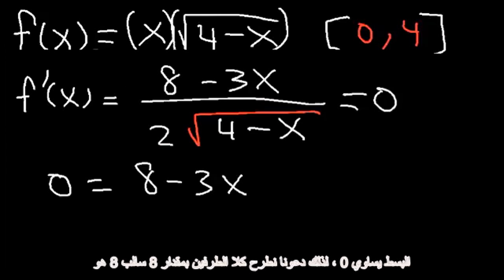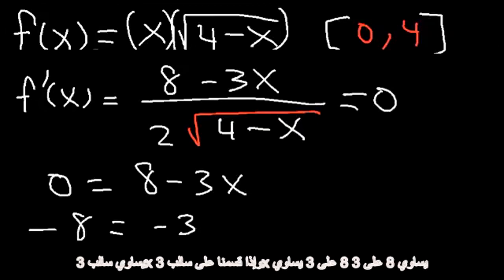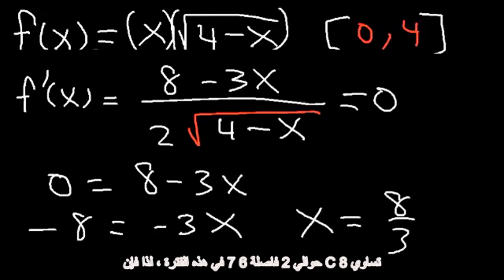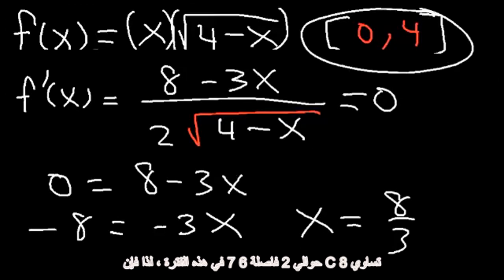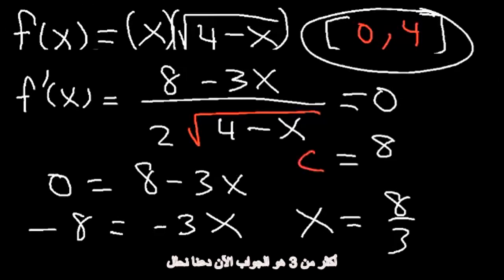So let's subtract both sides by 8. Negative 8 is equal to negative 3x. And if we divide by negative 3, x is 8 over 3. 8 over 3 is about 2.67, which is in the interval. So therefore, c is equal to 8 over 3. This is the answer.